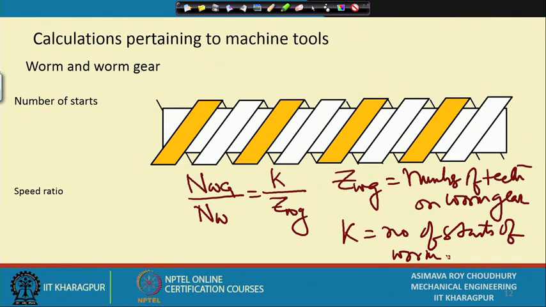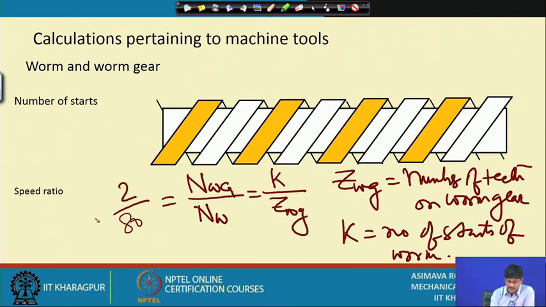So, having understood this, we see that the ratio of these two speeds can really be very small. In what way? Suppose K is equal to 2 and suppose ZWG is equal to 80. So, this will be equal to 2 by 80, equal to 1 by 40. This is the capability of this device, and we will have extensive use of it in our mechanisms.